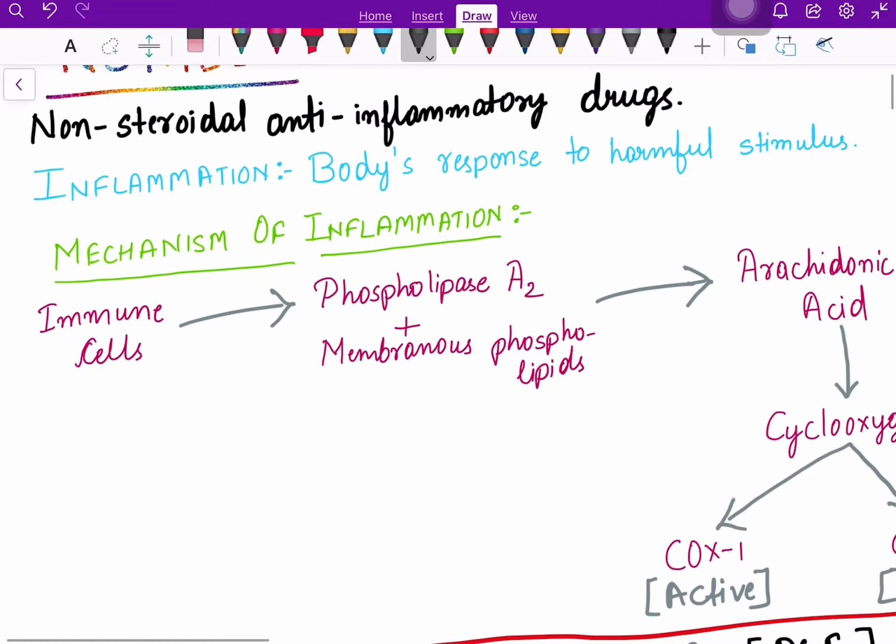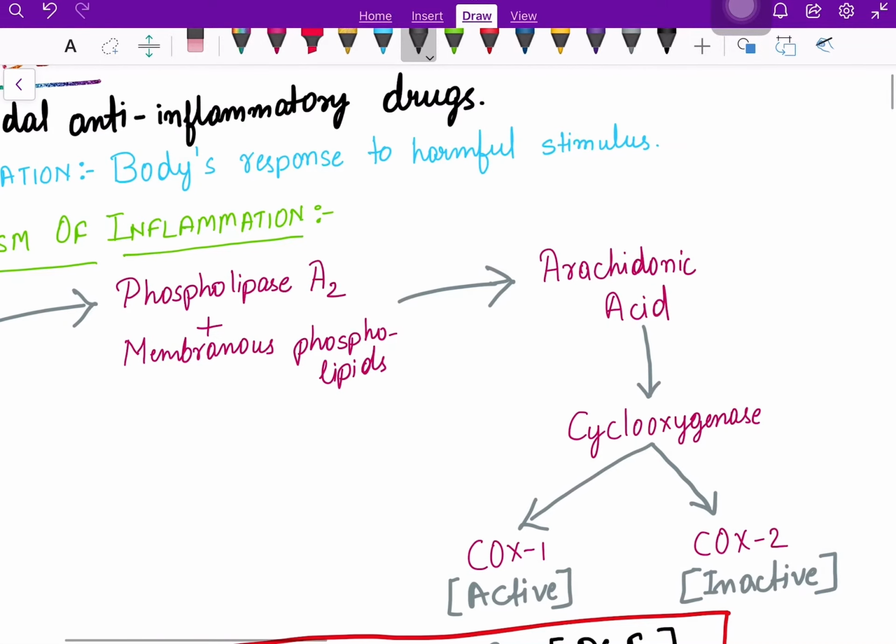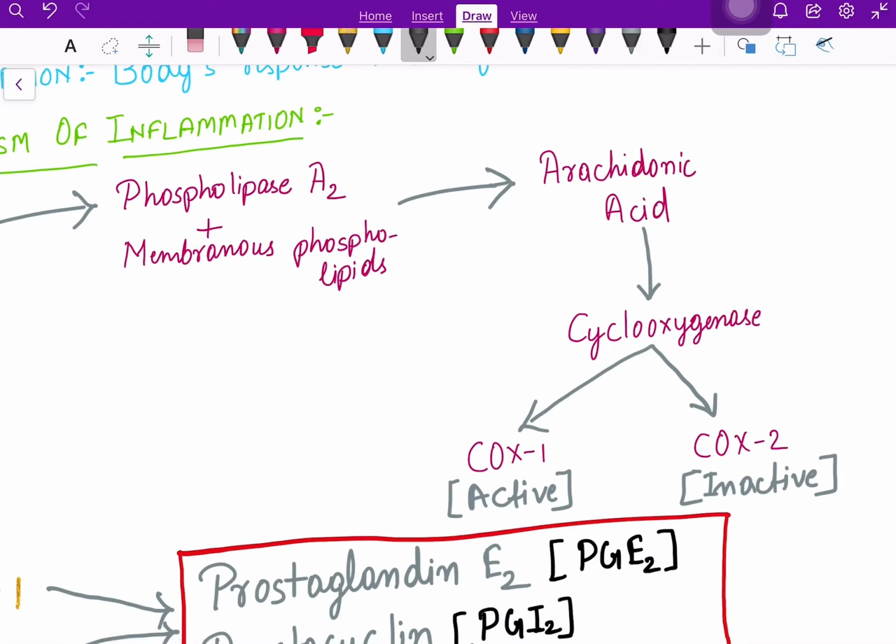Mechanism of inflammation: it starts when our immune cells lead to phospholipase A2 acting on the membranous phospholipids. They form arachidonic acid. Then the arachidonic acid forms cyclooxygenase enzymes. The cyclooxygenase enzymes are divided into two, that is COX-1 and COX-2. COX-1 is the active form and COX-2 is the inactive form, which gets activated when into action.